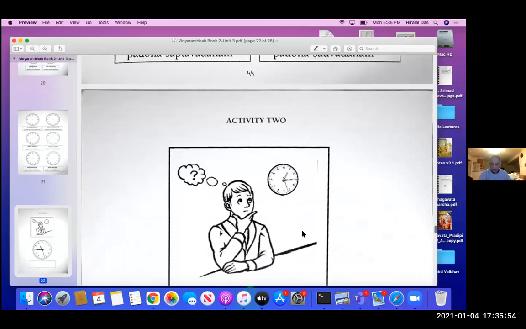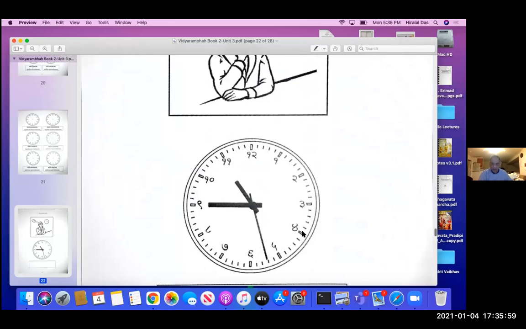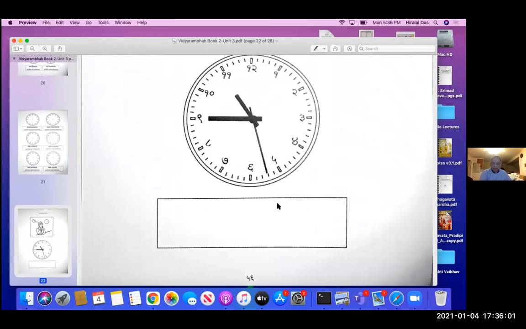Yes, Prabhuji. All right, so now we're going to activity 2, which is the reverse of what we did. Here the position of the hands is given. You have to tell me what should be right here in this box. Don't worry about this second hand. This is the minute hand and this is the hour hand. So based on this position, what should be here?